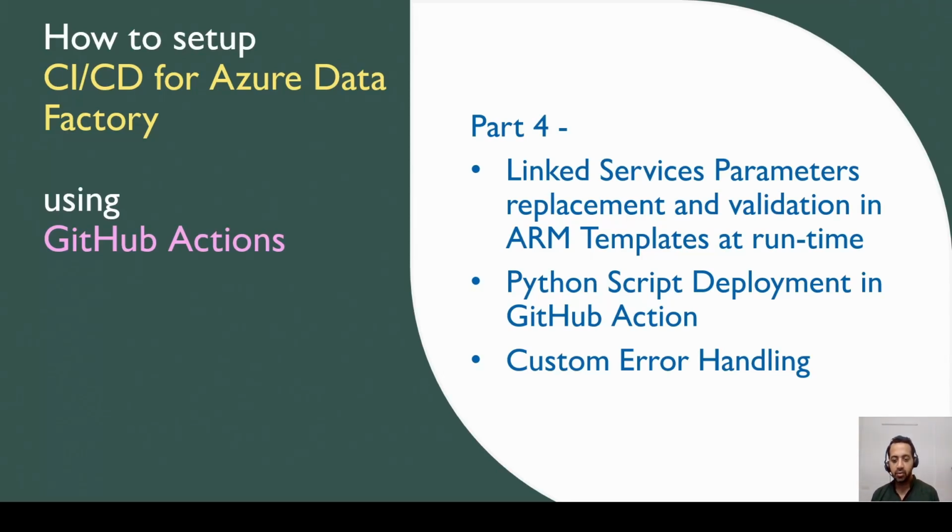This is part 4 of how to set up CI/CD for Azure Data Factory using GitHub Actions. And in this video, we are going to learn about the linked services parameter replacement and validation in the ARM templates at runtime when our CI/CD process runs. To do this, we are using a Python script. It is a custom script that we will be deploying on GitHub Actions, and then a bit of custom error handling that we have implemented.